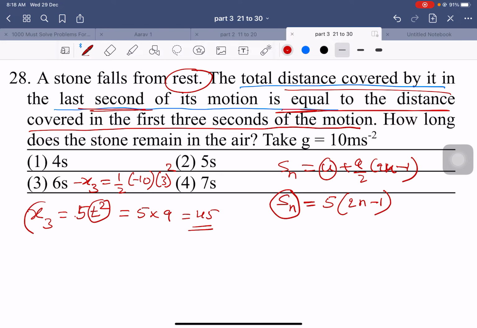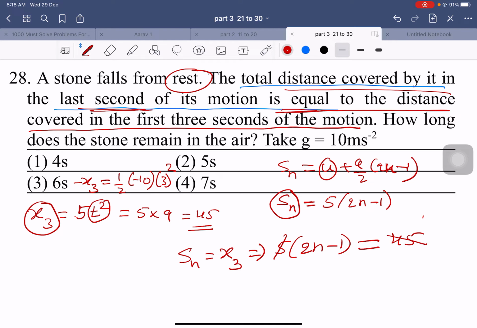That should be equal to the distance traveled in the first 3 seconds, so we will equate Sn and x3. We get 5 into 2n minus 1 is equal to 45. So 5 goes 9 times, 2n is equal to 10, and n is equal to 5 seconds, which is the correct answer.